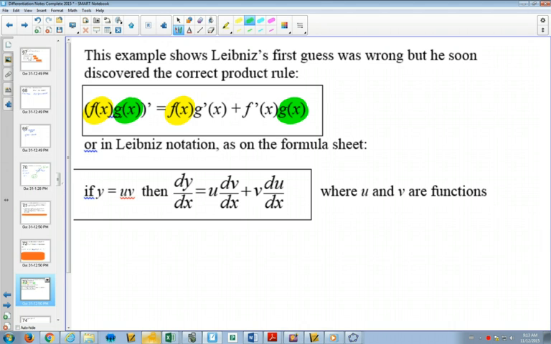In the other notation, instead of f of x times g of x, we've got one function u and another function v. Again, we keep one function the same, and then dv dx is the derivative of the other function. And then keep the other function the same, and du dx is the derivative of the first function. So both of these are on our formula sheets.